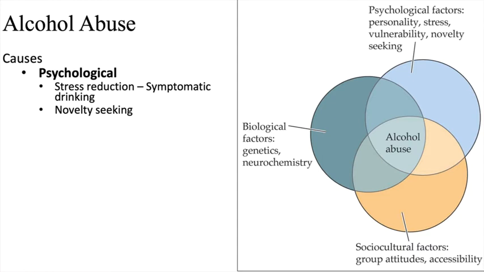So there are a lot of different factors that can contribute to alcohol abuse. Some are psychological, so stress reduction, which is also referred to as symptomatic drinking, or novelty seeking. Novelty seeking, you're going to see a lot more in adolescents or young kids who are looking for new experiences, so they try alcohol. And if they have other factors that make them vulnerable, that could be an initial event that starts off a pattern of abuse.